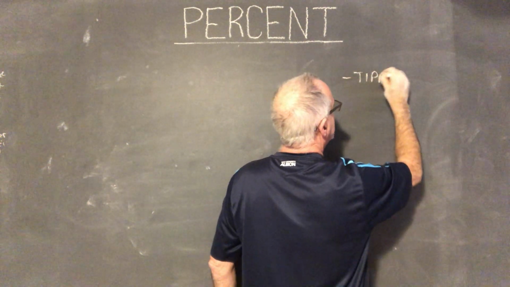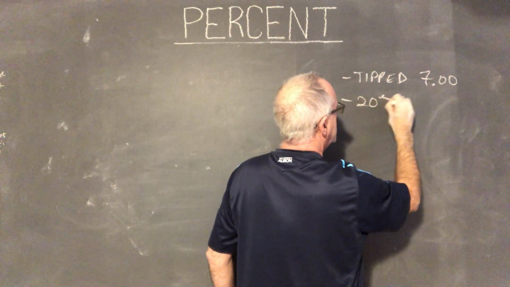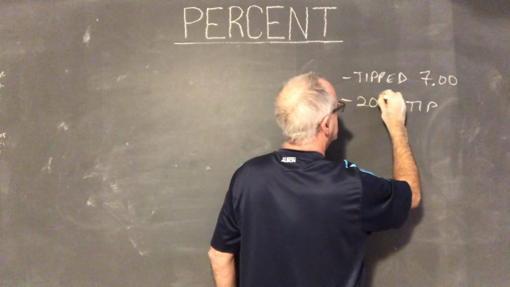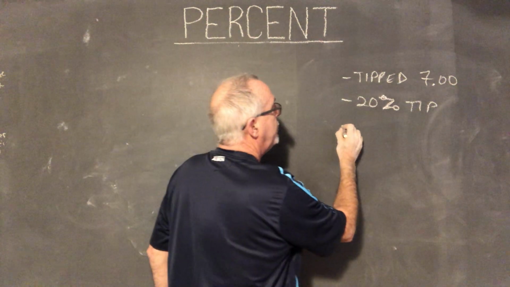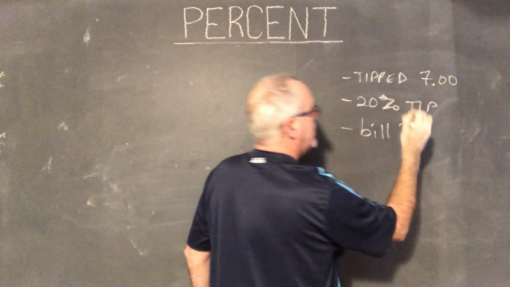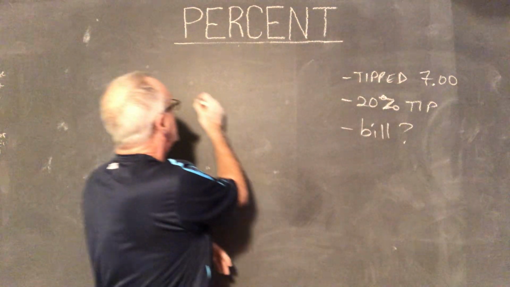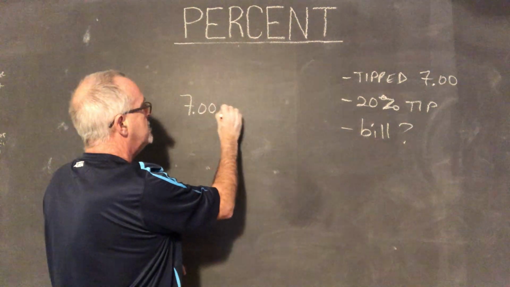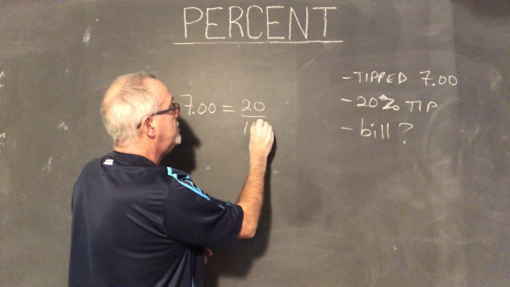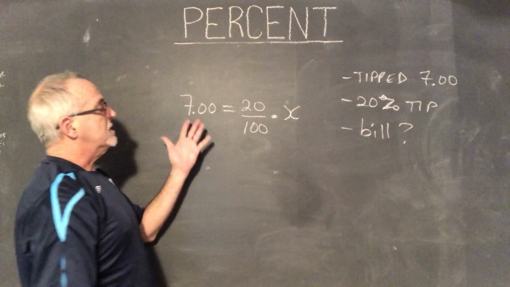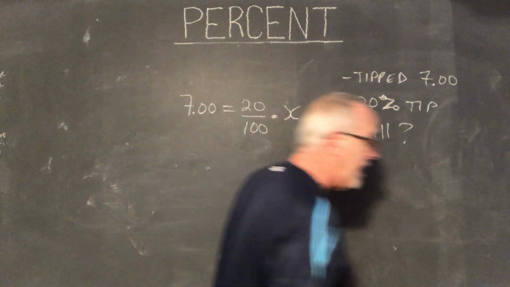Tipped $7, 20% tip. Okay, that percent symbol is really messy. What was the bill before the tip? Bill, there. Nice and fast. And how am I going to set up my math? I'm going to say $7, and I'll write 7.00 because it is money, equals 20 over 100 times X. And it makes sense. $7 is 20% of what? Of meaning multiply. That happened again.